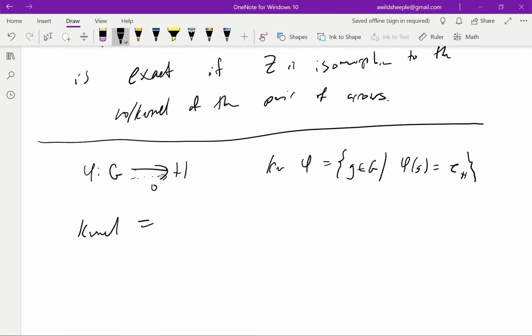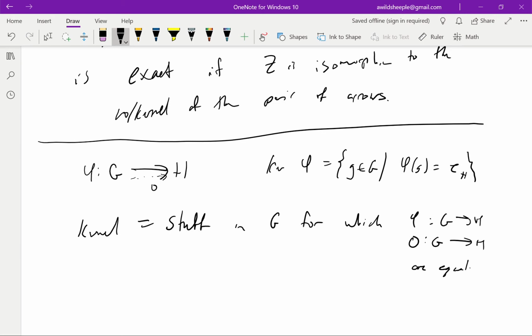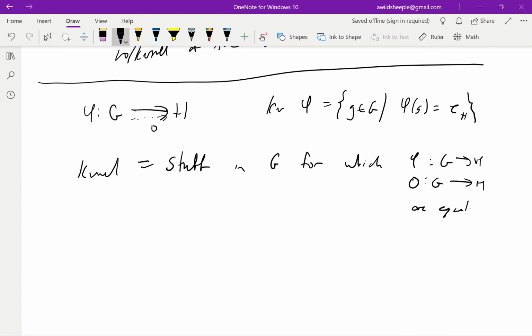So the kernel is the stuff in G for which phi from G to H and 0 from G to H are equal. So what's going on here is basically we're trying to fit in an object, ker G, which goes into G, and then we have this pair of parallel morphisms that looks like this. And that sort of looks like the previous diagram. So we're on the path.